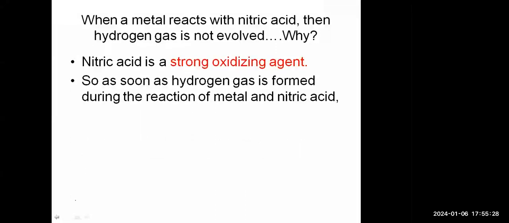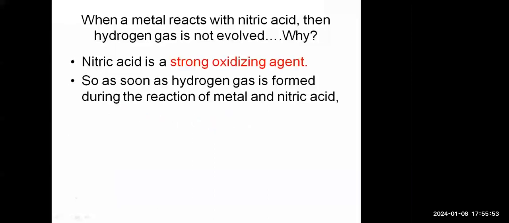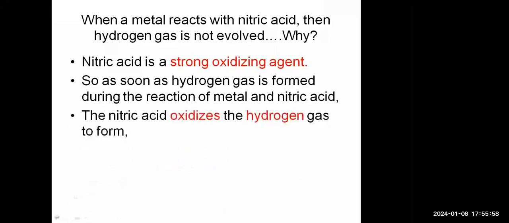When you put a piece of metal in nitric acid, the hydrogen gas which is produced immediately gets oxidized to produce water. So we don't see hydrogen gas at all. The moment hydrogen gas is produced, it converts to water. So it says that we don't see hydrogen gas when a metal reacts with nitric acid. The answer is this only, it's a strong oxidizing agent. Right? So when hydrogen gas is produced, it immediately converts to water.